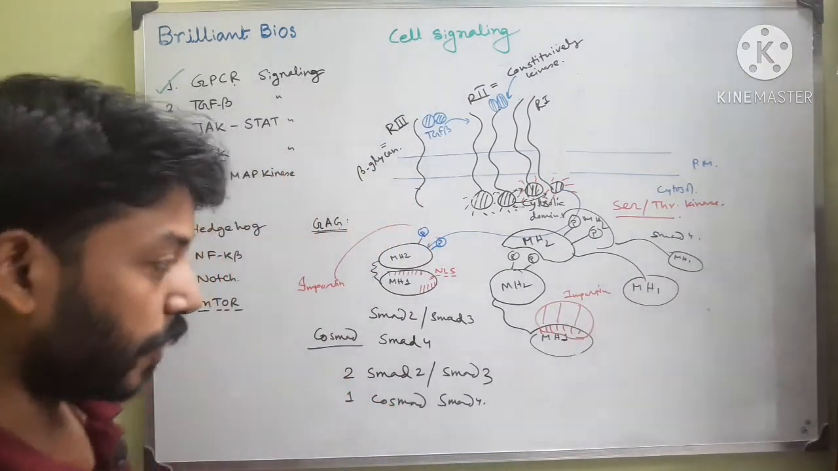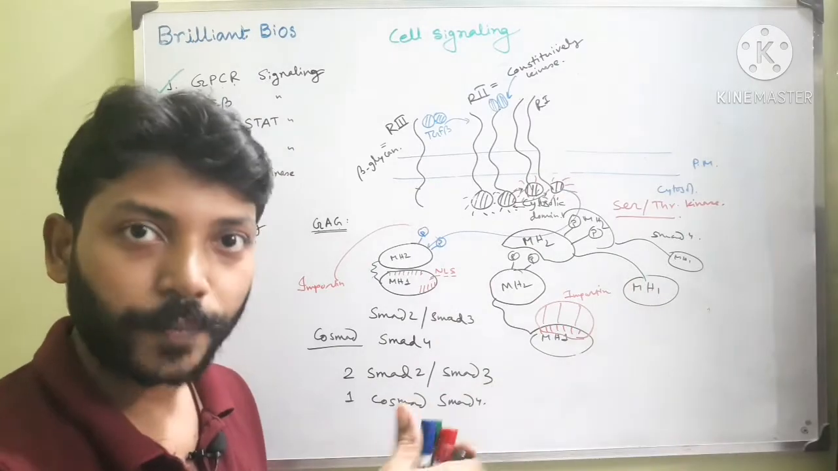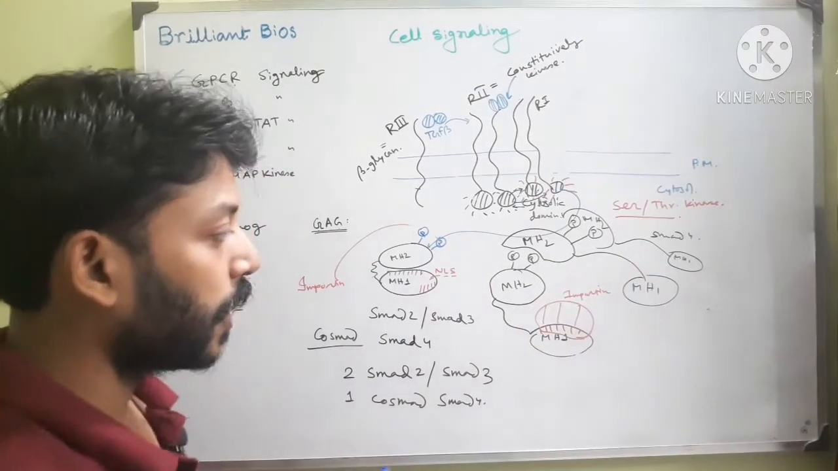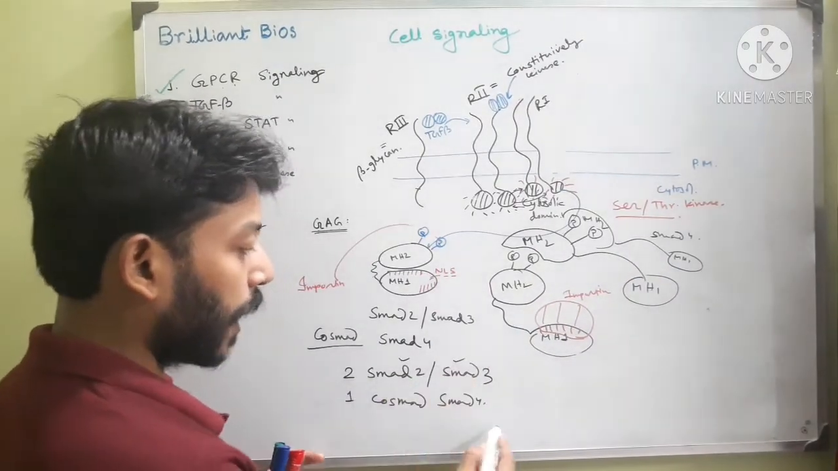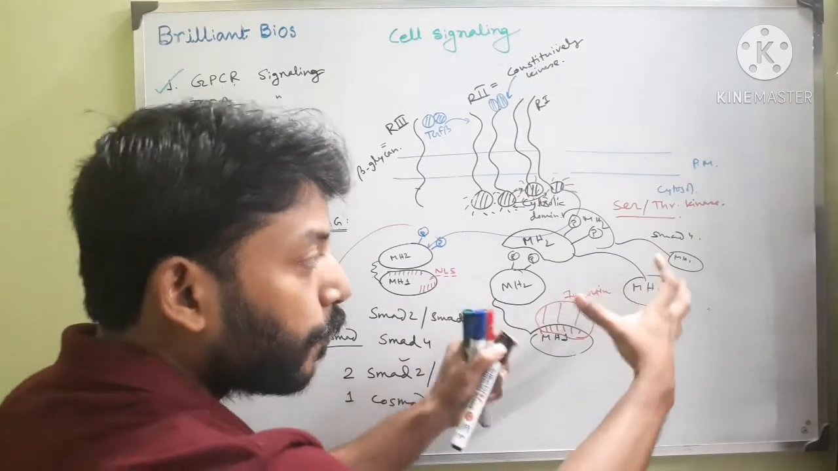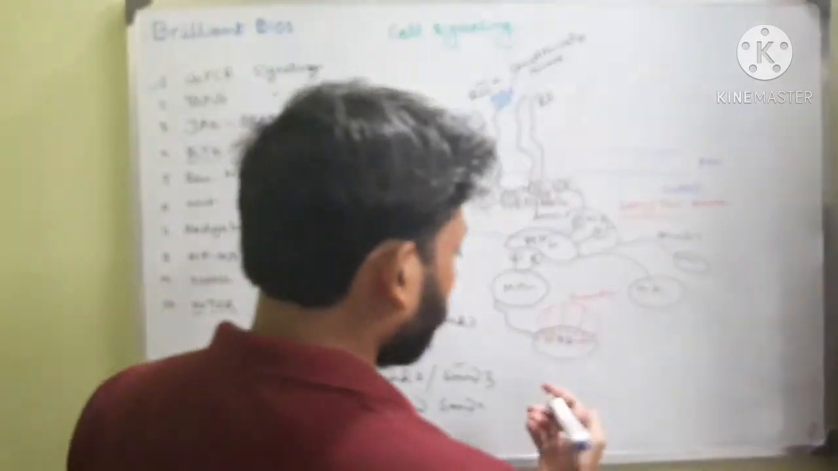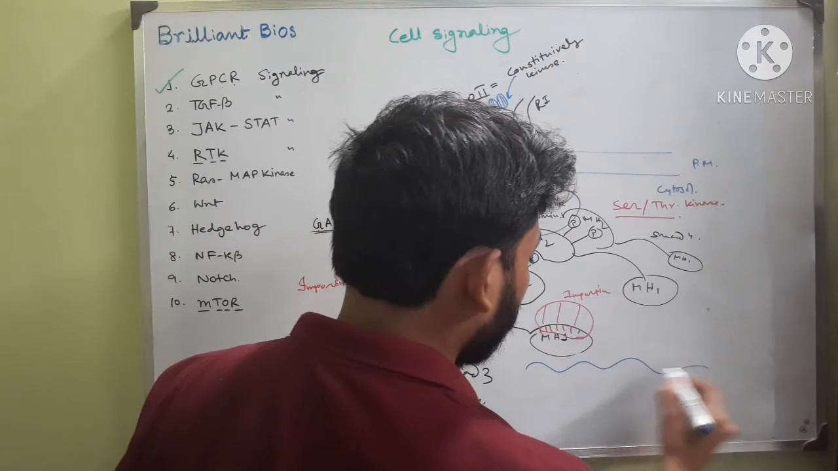You have to understand this. So there are 3 molecules: 2 R-SMADs, SMAD2 or SMAD3, and 1 SMAD4. It could be SMAD2 or SMAD3, and the other would be the co-SMAD called SMAD4. Now these 3 proteins enter into the nucleus, and there is a gene.